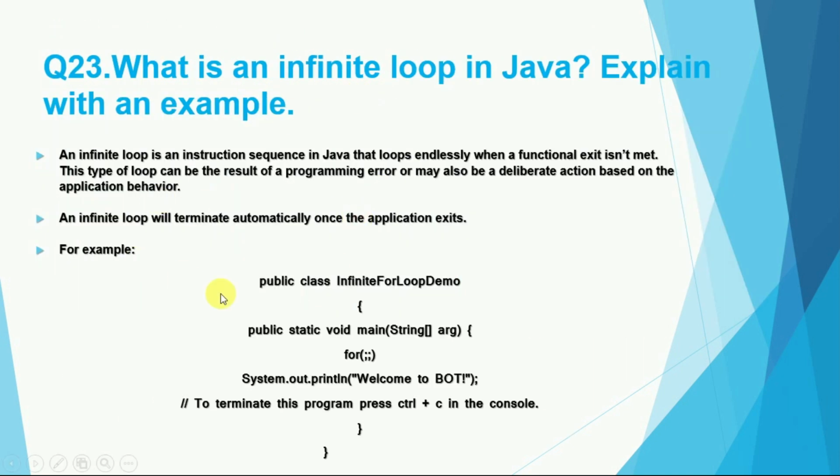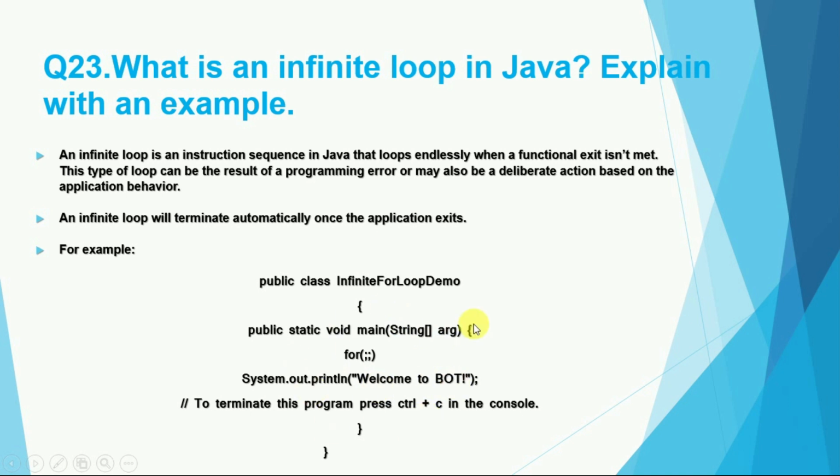Okay, so next is, what is an infinite loop in Java? This question is also very important, so we will discuss this infinite loop with an example. An infinite loop is simply an instruction sequence in Java that loops endlessly. We can say that a particular loop goes into endless execution when a functional exit condition is not met. This type of loop can be the result of a programming error or may also be a deliberate action based on the application behavior.